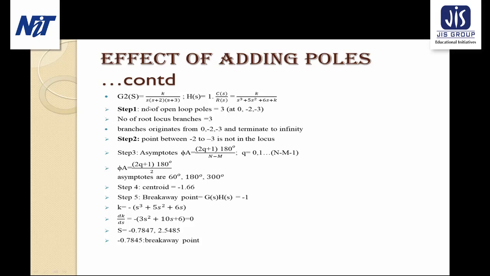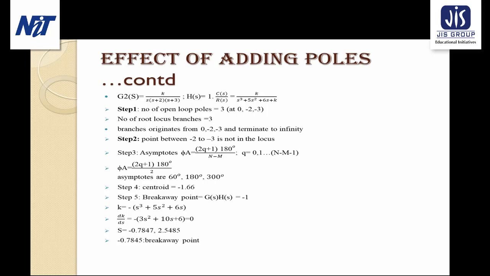Here the number of poles is equal to 3, and the pole locations are 0, minus 2 and minus 3. That means the root locus has a total of 3 branches. All the branches will originate from the pole locations and terminate at infinity, as in this system there is no zero. In the same way, we can say that the point between minus 2 to minus 3 is not in the locus, and the asymptotic angles are calculated as 60 degree, 180 degree and 300 degree.